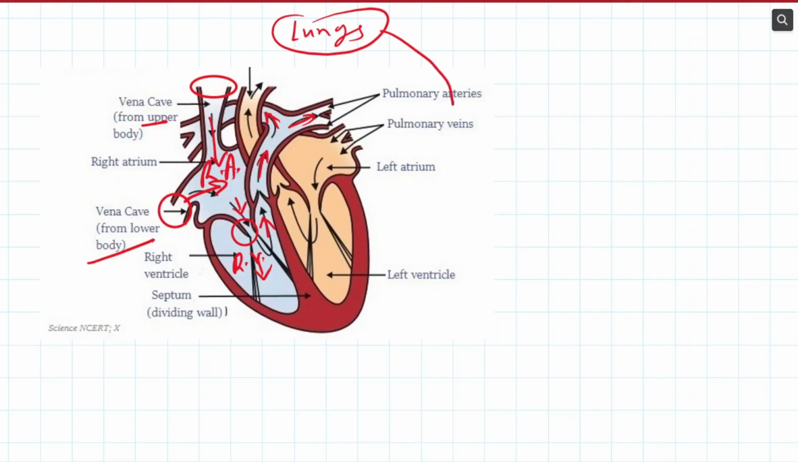After that, the oxygenated blood, with the help of the pulmonary vein, you can see here the pulmonary vein, which carries oxygenated blood to the left atrium. Now, there is a valve which is bicuspid in nature. This valve is also called the mitral valve or bicuspid valve. Now, this mitral valve will open and oxygenated blood will reach into the left ventricle.